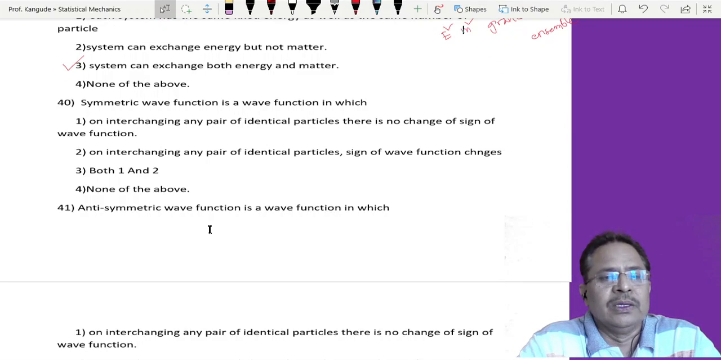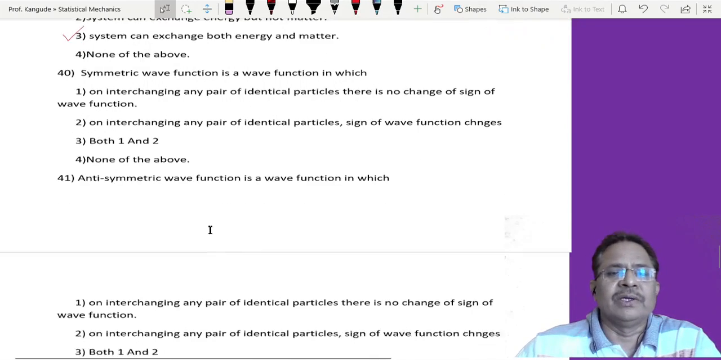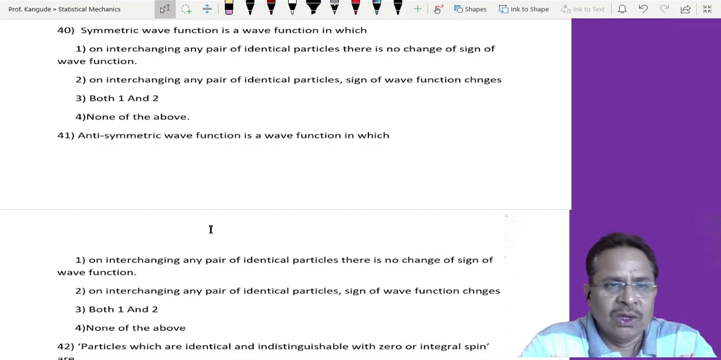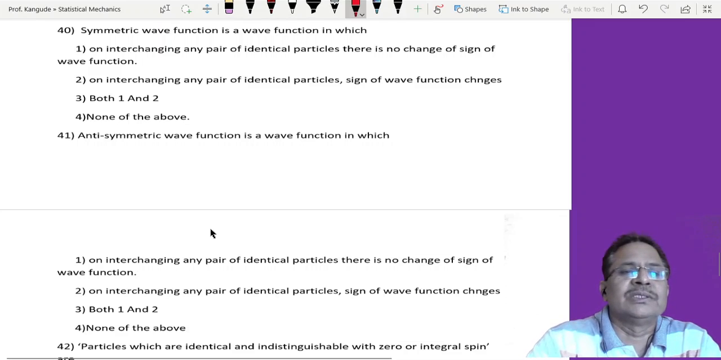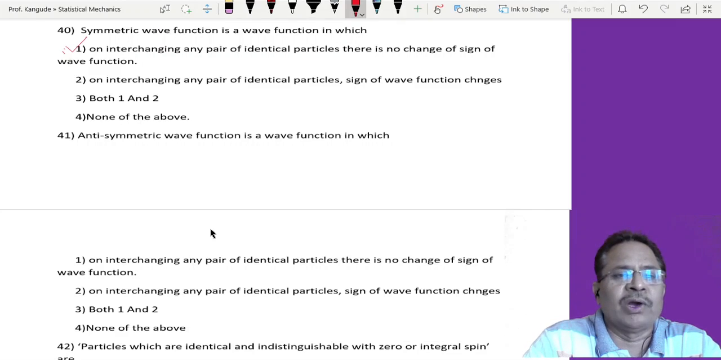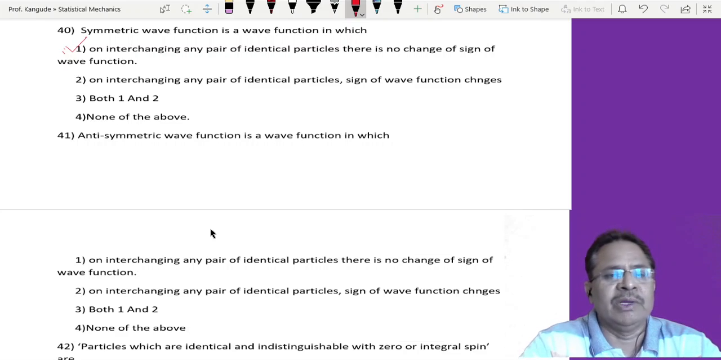Question number 40. Now symmetric wave function is a wave function in which on interchanging any pair of identical particles there is no change of sign of the wave function. On interchanging any pair of identical particles, sign of wave function changes. So actually option 1 and option 2 are opposite to each other. Therefore option 3 is not correct at all, as well as option 4 is also not correct here. So symmetric wave functions are wave functions which do not change their sign even though we interchange the pair of identical particles. So question number 40, option 1 is the correct one.